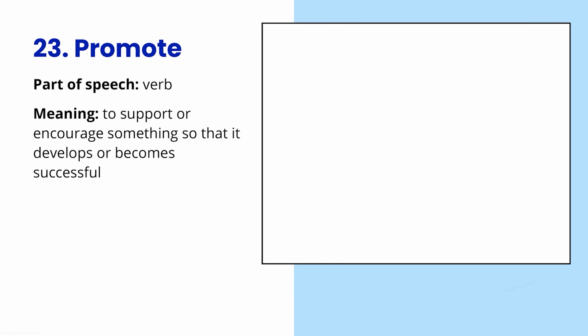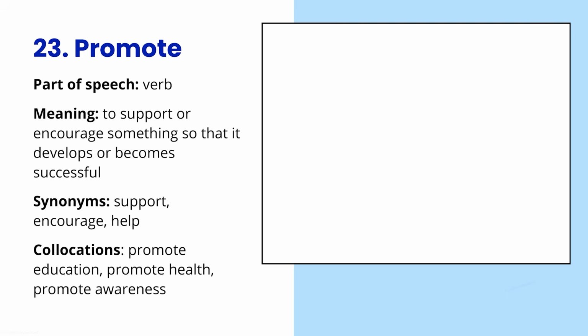If you often use words like different, try using diverse instead to make your writing sound more formal and more academic. Moving on to 23, which is promote. Promote is a verb and it means to support or encourage something so that it develops or becomes successful. Synonyms: support, encourage, help. Collocations: promote education. So this means to encourage education. Promote health, same thing. Promote awareness. This means to encourage people to know about something, to teach people about something.